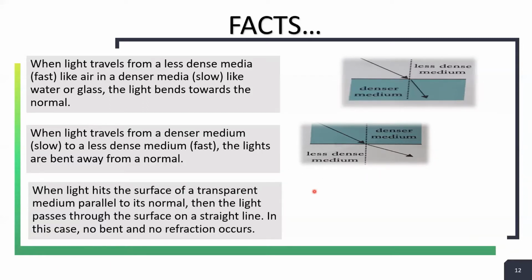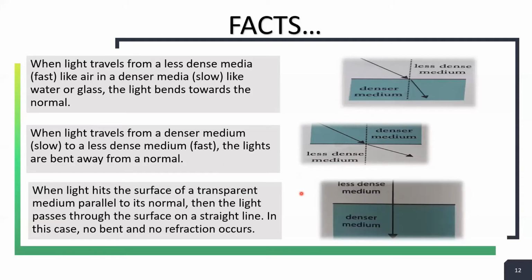As you can see here, when the light hits the surface of a transparent medium parallel to its normal, like maybe this clear glass, then the light passes through the surface in a straight line. In this case, as you can see, no bend, no bending away, and no refraction occurs.